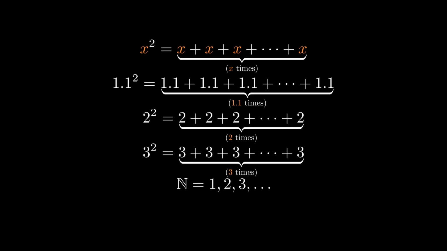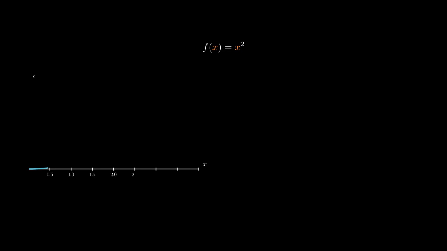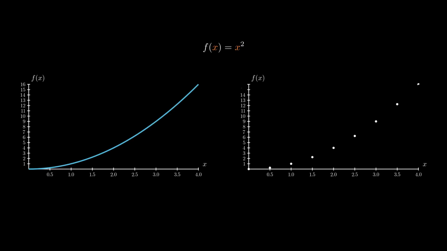With this in mind, if we plot the left hand side, it looks something like this. However, if we plot the right hand side, it looks something like that. One way to think about derivatives is to think of them as tangents to a function.